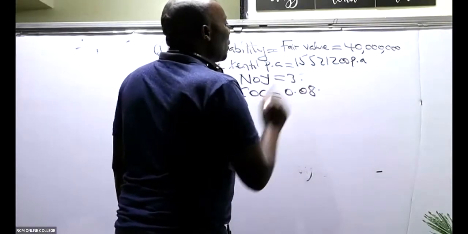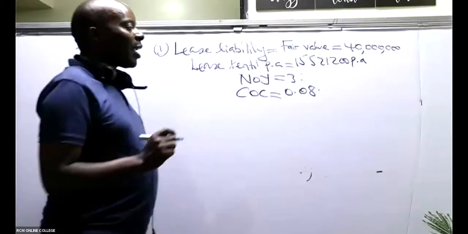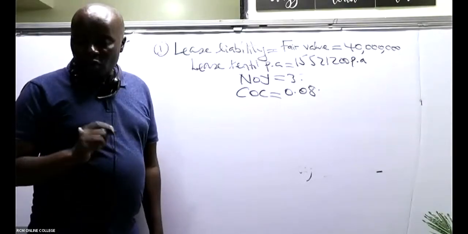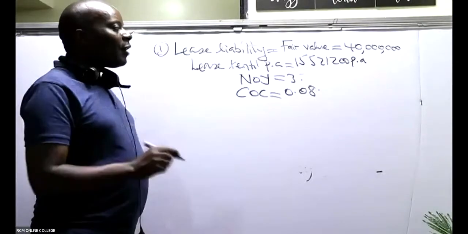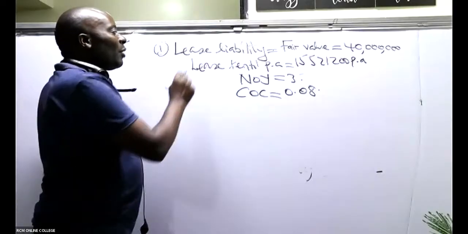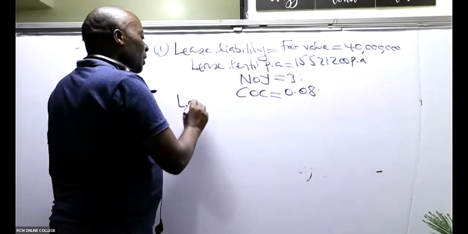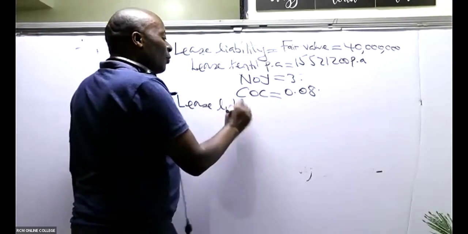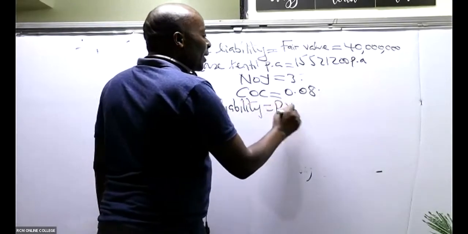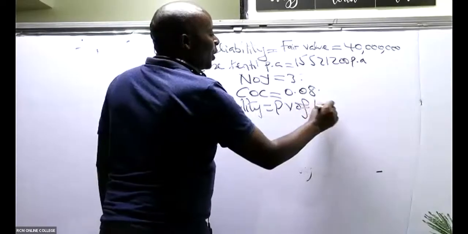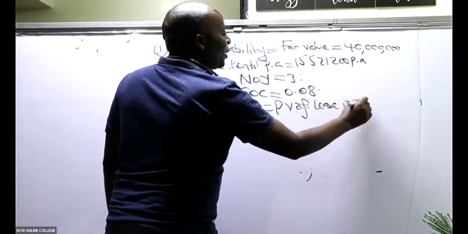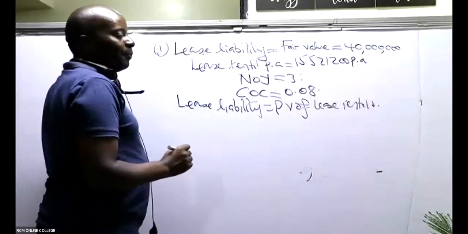So I would want us in this case to assume that the fair value was not given. If the fair value was not given, then I would have gotten this lease liability by taking the present value of lease rentals.